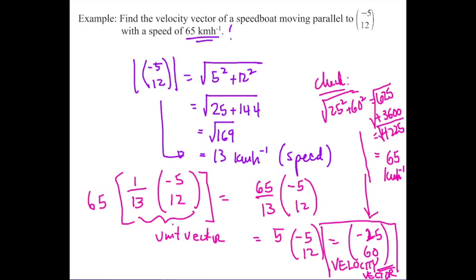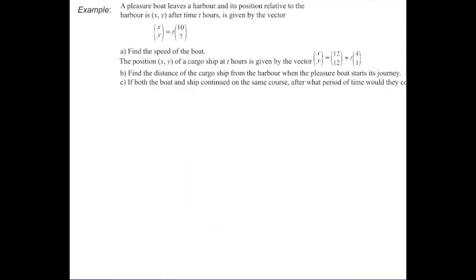Right, let's look now at an actual problem. You can stop the video to read the question first. It's a pleasure boat, and we've also got a cargo ship. So we've got 2 boats here, and this pleasure boat leaves the harbor. So our harbor is our 0, 0, our origin, and this is its position after time t hours.